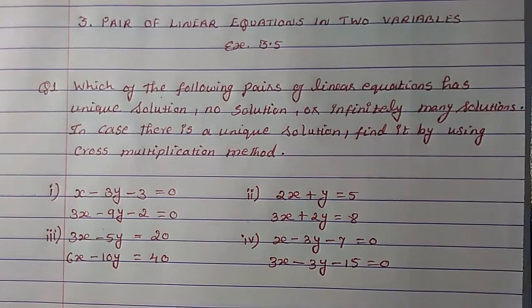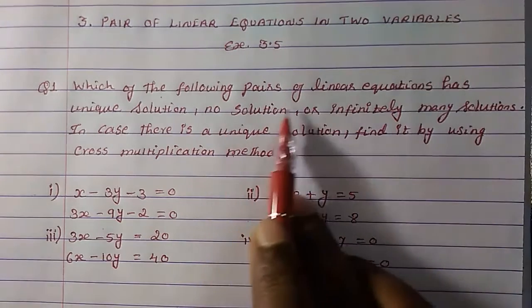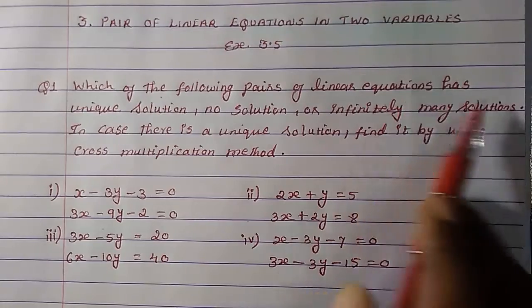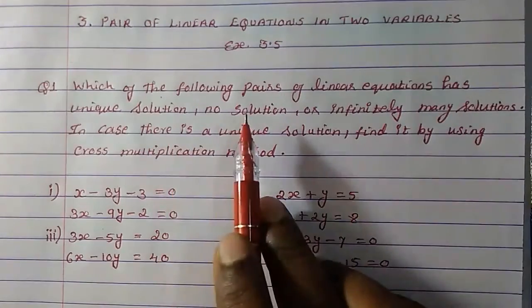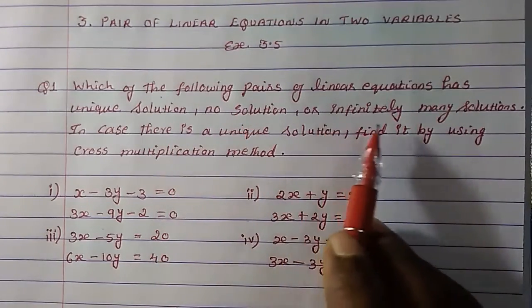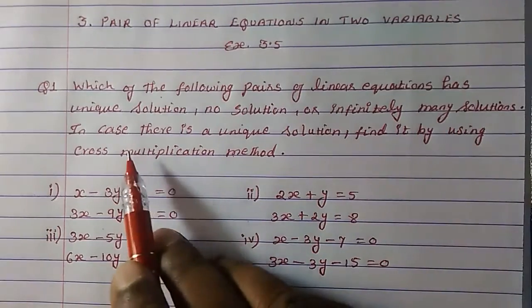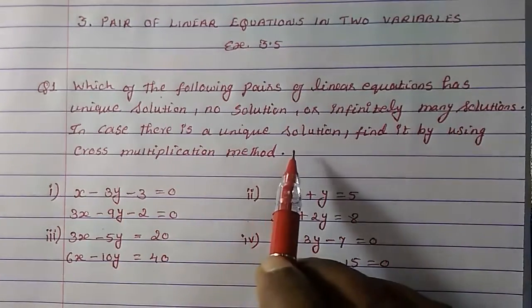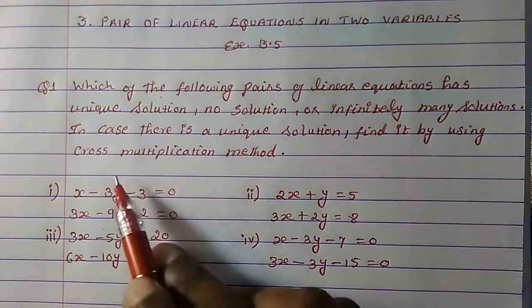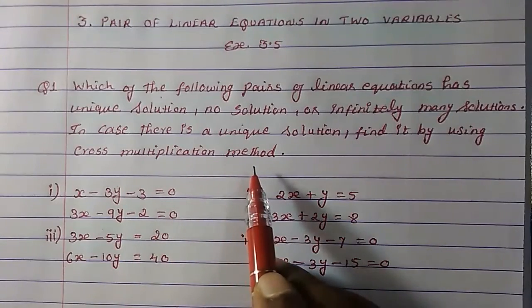Today we are going to study from class 10 chapter 3, pair of linear equations in two variables, exercise 3.5. Question 1. Which of the following pairs of linear equations has unique solution, no solution or infinitely many solutions? In case there is a unique solution, find it by using cross multiplication method.